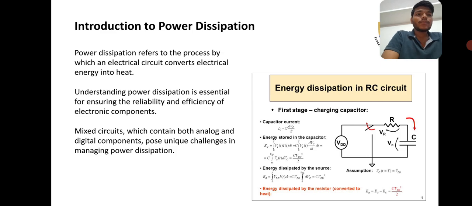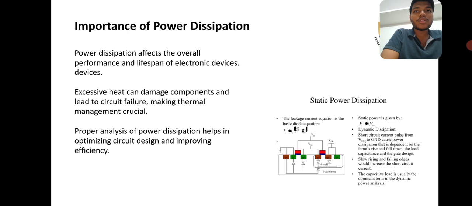This is the picture of energy dissipation in an RC circuit. First stage, charging the capacitor. The capacitor current formula is IC equals C dVc by dt. This is the formula of capacitor current. And next is the importance of power dissipation.